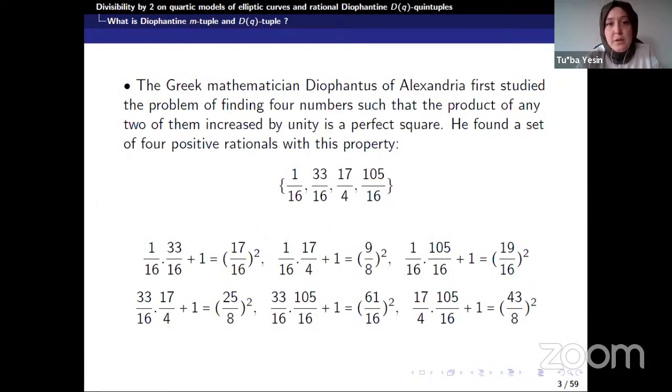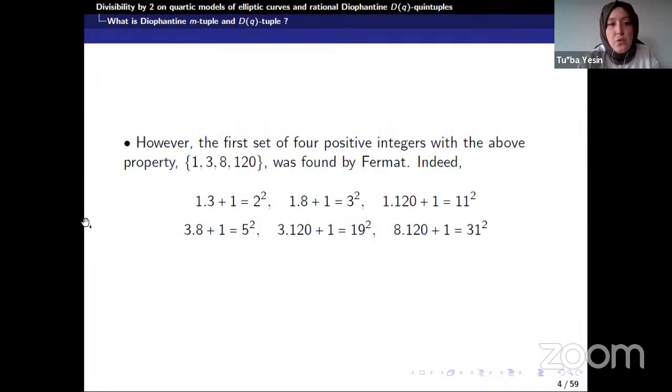The Greek mathematician Diophantus of Alexandria first studied the problem of finding 4 numbers such that the product of any 2 of them increased by unity is a perfect square. And he found these first 4 rational numbers satisfying this property. I mean, if you take any 2 of them, the product plus 1 should be a square, as we saw here. After that, we can ask if we can find 4 integer numbers that satisfy the same property. And Fermat found these 4 integers, 1, 3, 8, 120, satisfying the same property as here.